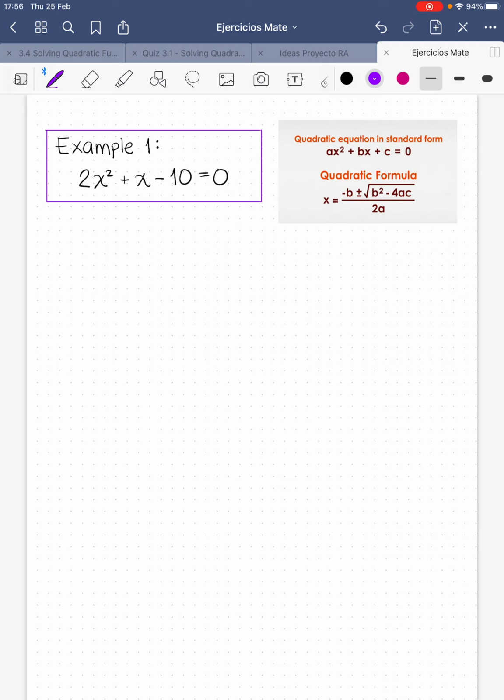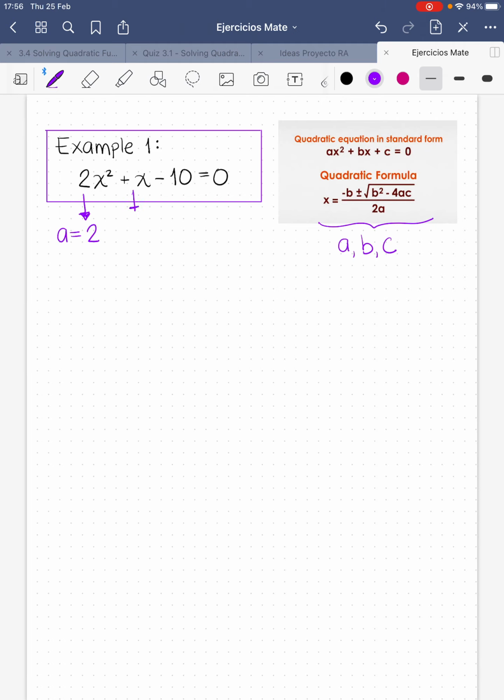Okay, so to solve a quadratic equation using the quadratic formula, we're going to use this formula here. And the first thing that we need to do is identify the A, the B, and the C for this quadratic equation. So A is going to be the coefficient of x squared with the sign. So A equals positive 2.